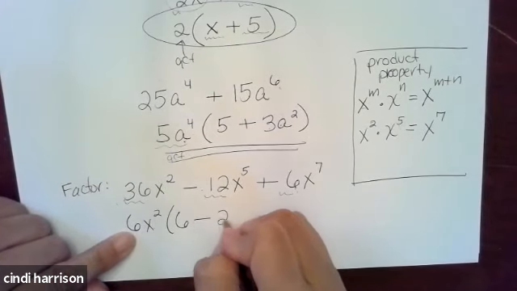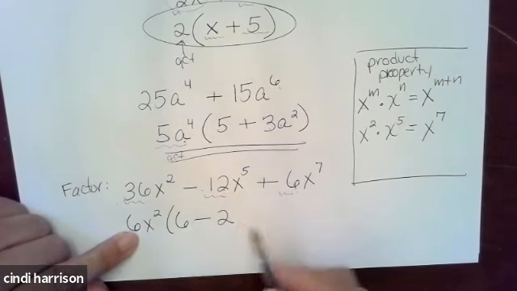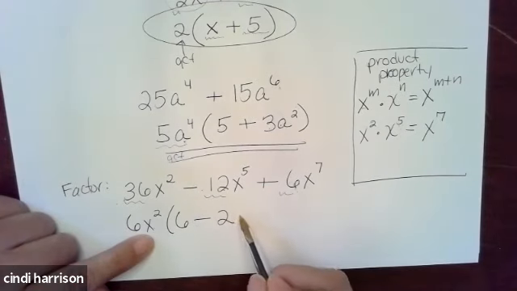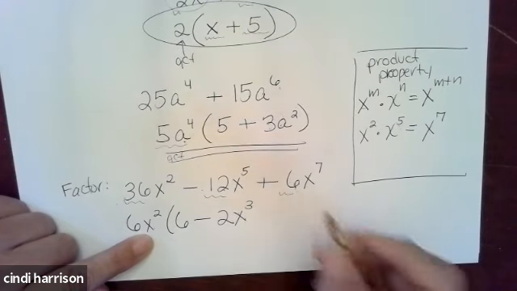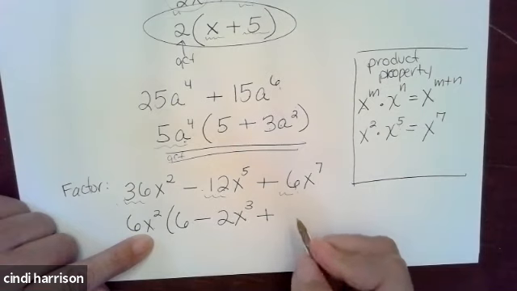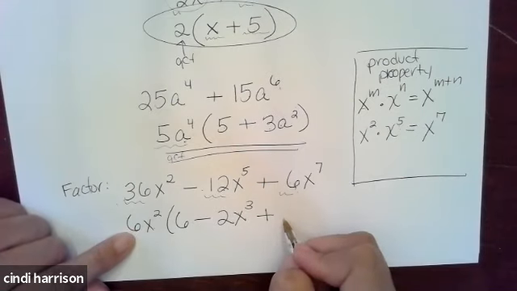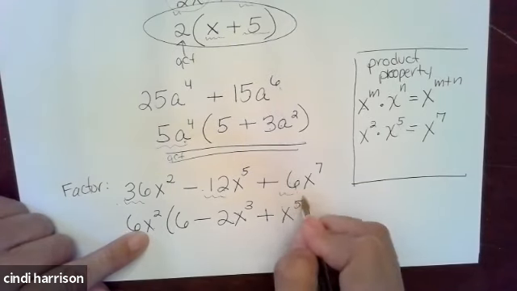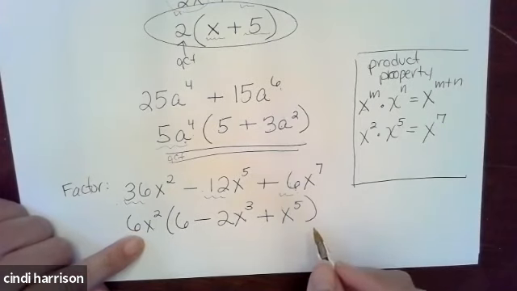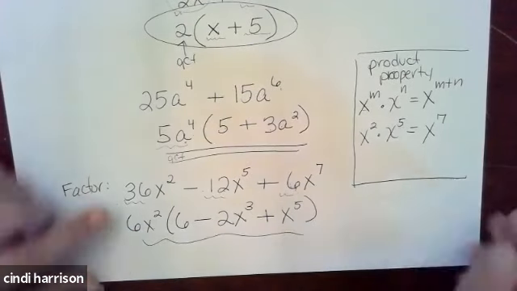6 times negative 2 gives us the negative 12. Now x squared times how many powers of x would be x to the 5th? We know we need to add them, so that would be a 3. And then plus 6 times 1 is 6. We don't need to show the 1 there. But x to the 2nd times x to the 5th would give us 6x to the 7th. So that's going to be our answer.